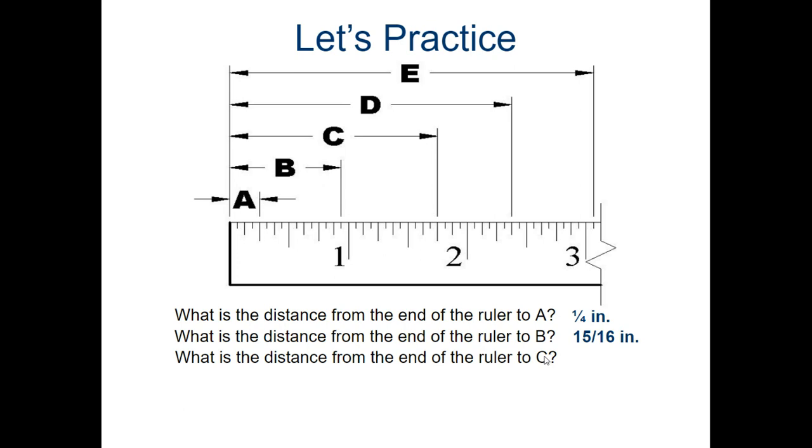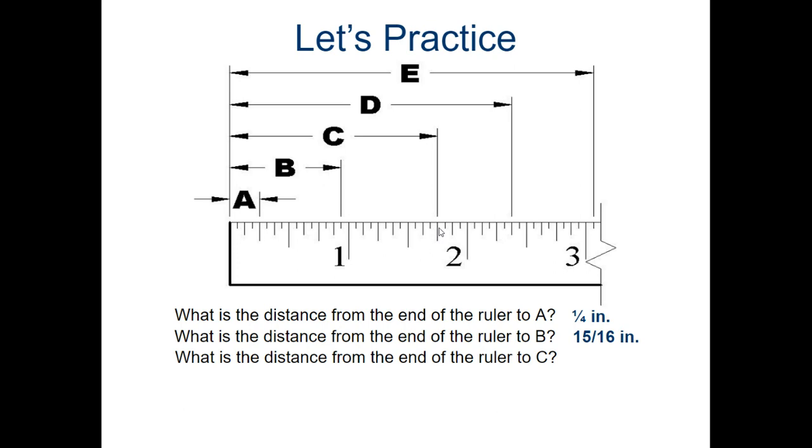Okay, so C, are we at an inch yet? Yes, we are. Are we using 16ths still? Yes, we are. So the denominator is going to be 16. The inch number is going to be 1, and then we're going to count for our numerator. So 1, 2, 3, 4, 5, 6, 7, 8, 9, 10, 11, 12. So 12 sixteenths. 1 and 12 sixteenths.